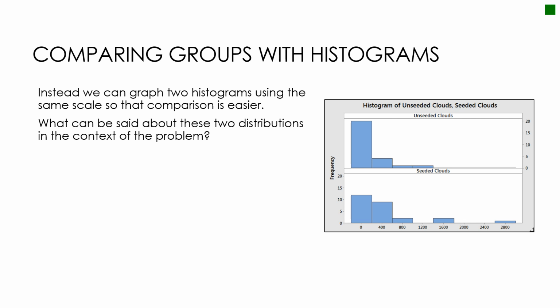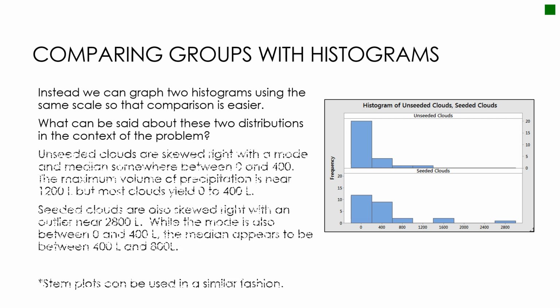However, if I take the two data sets and put them on the same scale, so it's not copied over, we can see that the two histograms both have the same scale, and that is the most important thing when you're comparing two groups. It's obviously a lot easier for me to compare these groups now. So now I can look at the shape, center, and spread of seeded clouds and the shape, center, and spread of unseeded clouds, and then compare them.